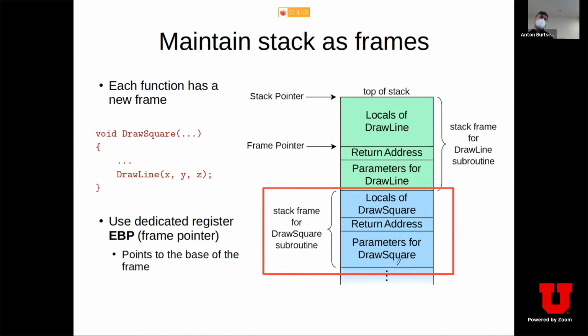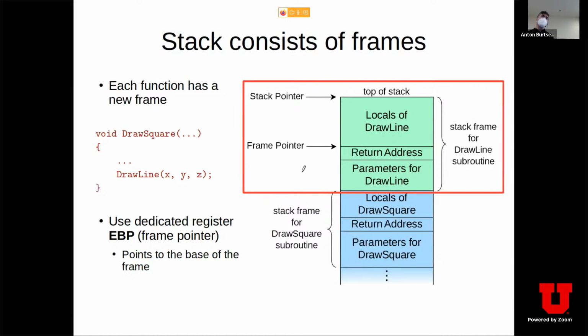So this blue area of a stack belongs to draw square. When the draw square calls draw line, we will, roughly speaking, move to a new section of a stack, which we will call a frame, right? And the organization of a stack will look like this. So there will be a return address, there will be a special register, a frame pointer or a base pointer, which points to this location on stack. And parameters which we pass to the draw line will be here, and the local variables which we allocate inside the draw line will be here, right?